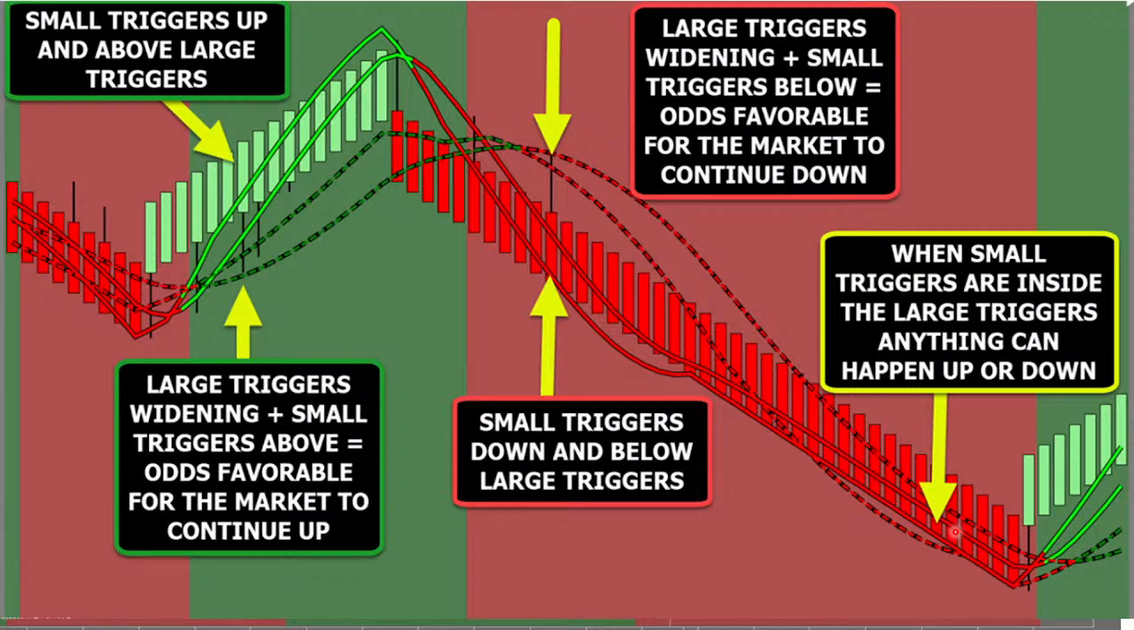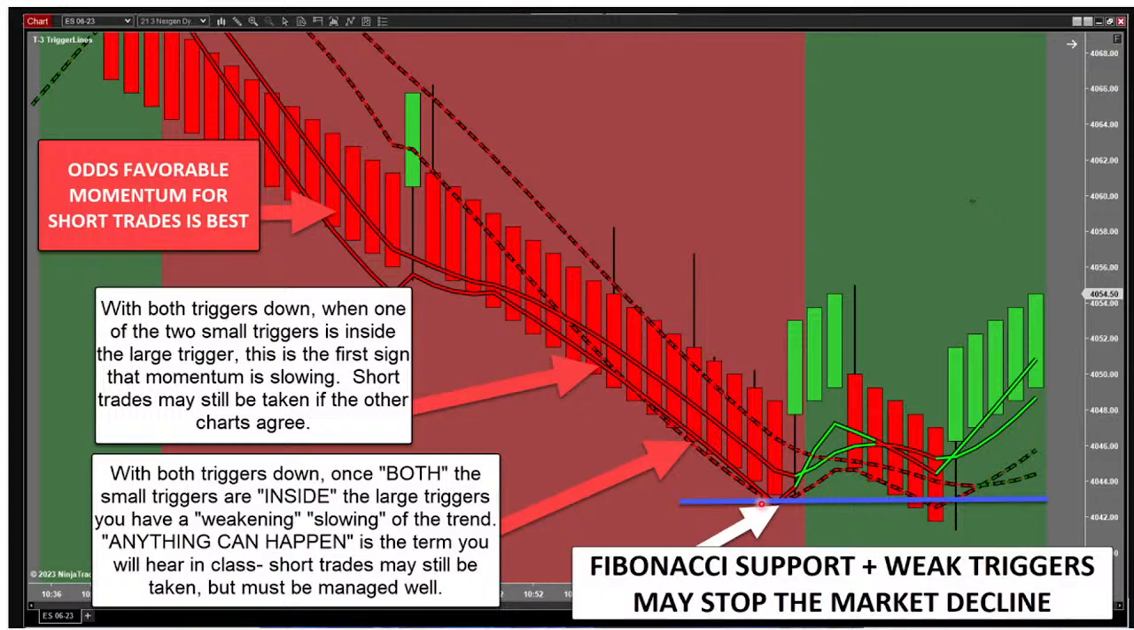When your small triggers work their way back inside of the large triggers, the scissors have closed. This is what we call a weakening of the large triggers, and anything can happen up or down. It really becomes a little bit of a crapshoot. And with these weak triggers, very often you're going to see reversals. You're going to see deeper retracements. And even more so with those weak triggers, when you reach key areas, these areas are more likely to hold than break without that momentum, because odds favorable momentum can push the market. Odds favorable momentum can break key areas.